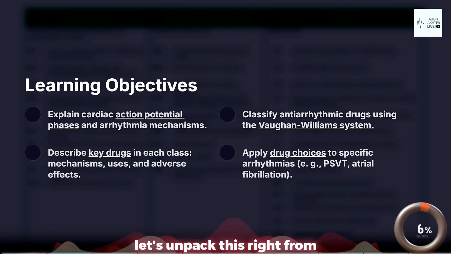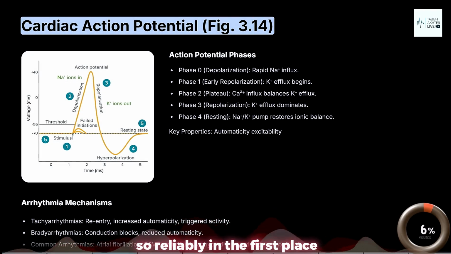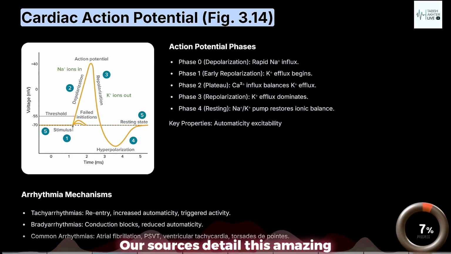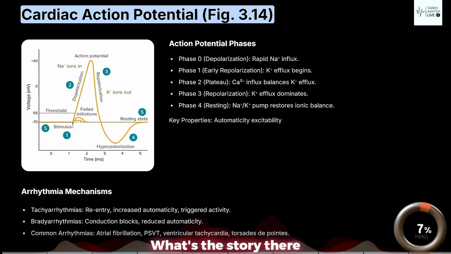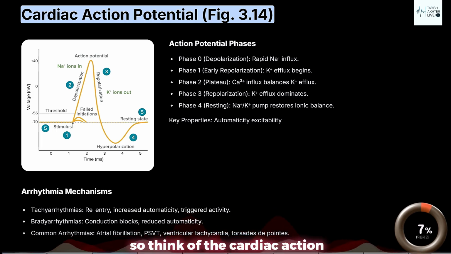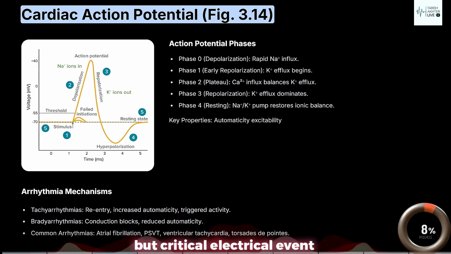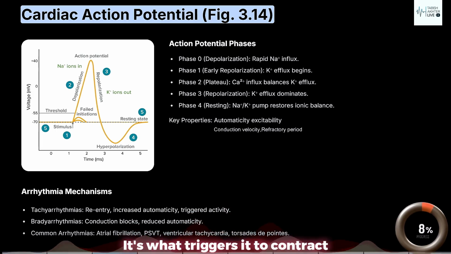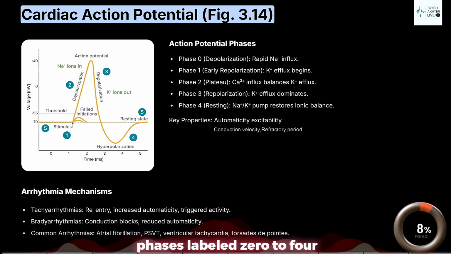Okay, let's unpack this right from the start then. How does our heart manage to beat so reliably in the first place? Our sources detail this amazing process called the cardiac action potential. Think of the cardiac action potential as this brief but critical electrical event in a single heart muscle cell. It's what triggers it to contract. It goes through these distinct phases labeled 0 to 4.